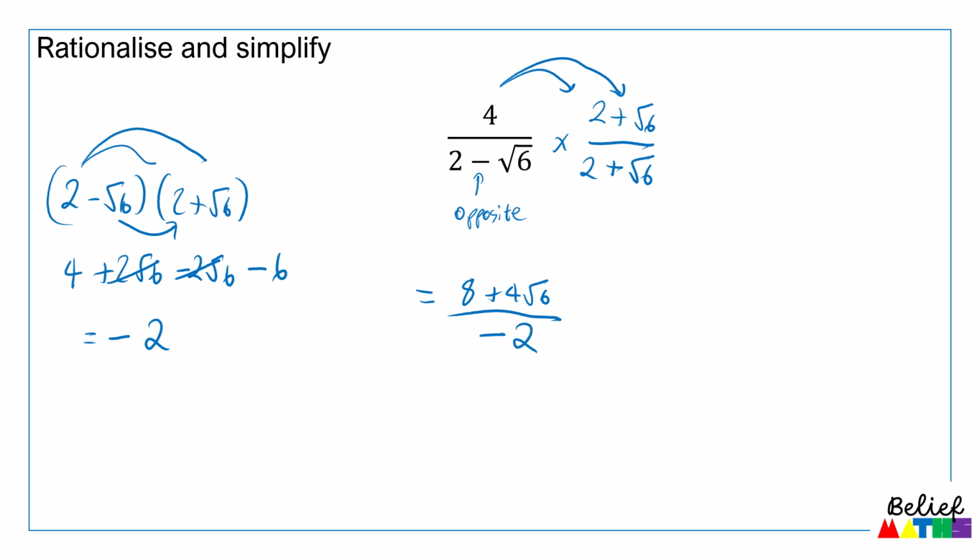Simplifying this then by dividing through by my negative 2. Again, I don't divide my surd, just the numbers on the outside. I get negative 4 minus 2 root 6. And that's my final answer.